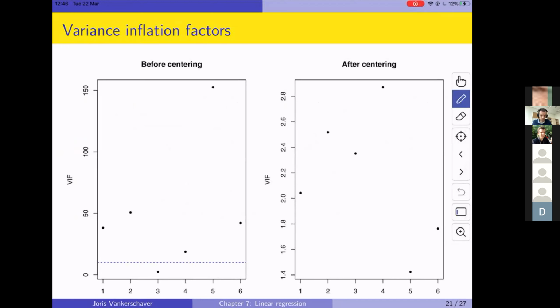So let's look at the example of the larches again. If we compute the VIFs, and you can do that with R, then before we center, when we had the collinear variables, you have VIFs that are quite large. Our critical value is here, and we have some that are more than 150. And if you do the centering, so you subtract the mean from every variable and then you refit the model, then you get much more manageable VIFs, with the highest being maybe 3 or 2.9 or something.